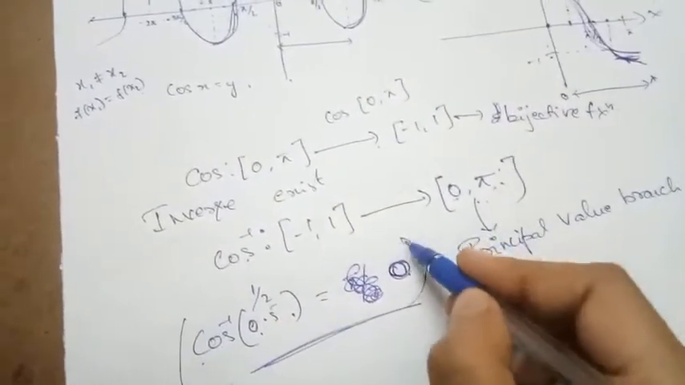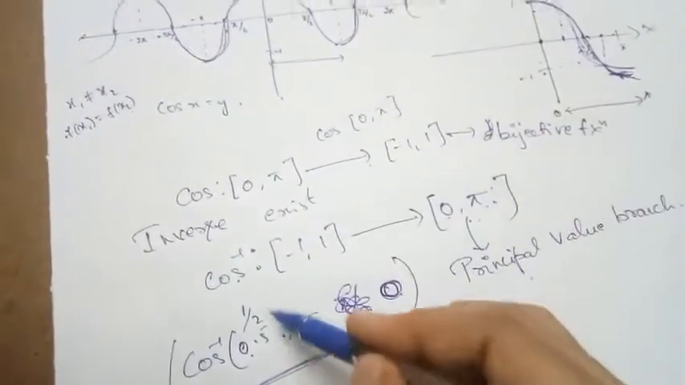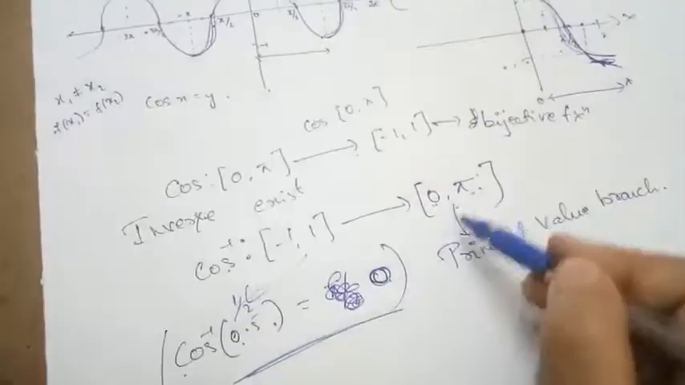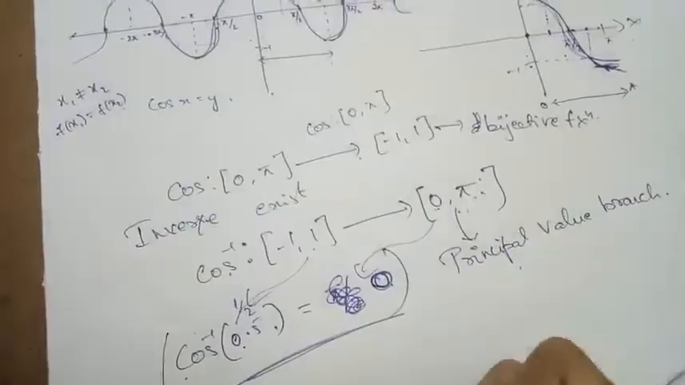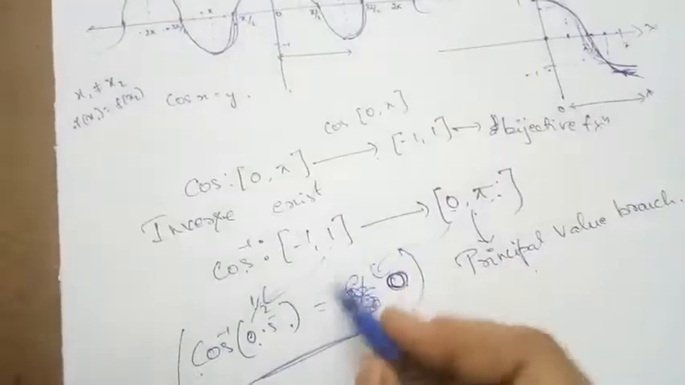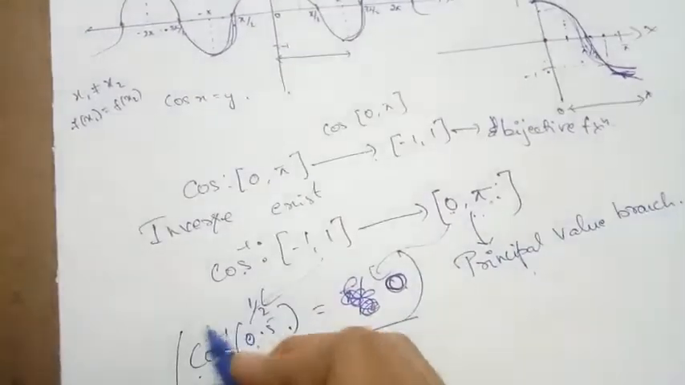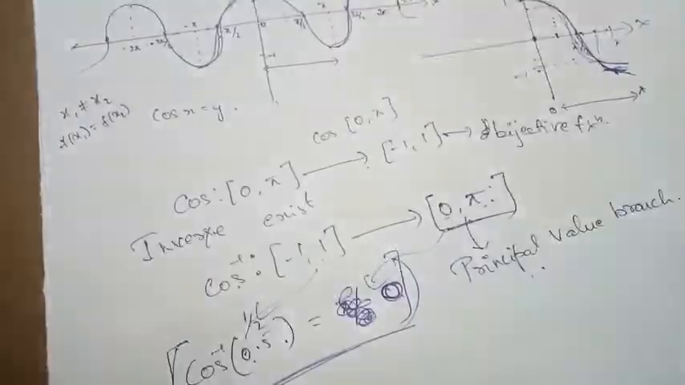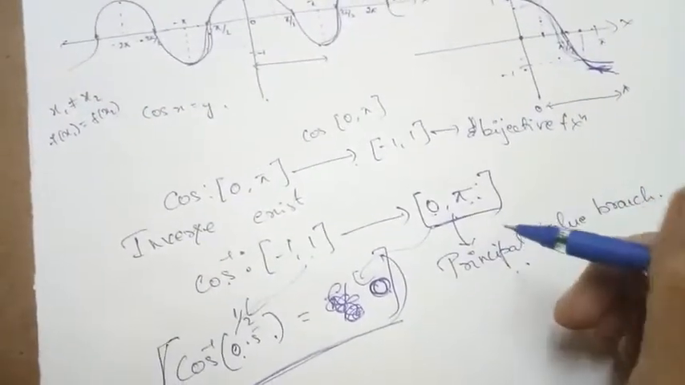The problem based upon this one, let us understand it later. So one hint of how the domain is going to play and how the codomain, or the range of that function, is going to play. For that I have shown these two examples. So this is the principal value branch of the cos inverse function.